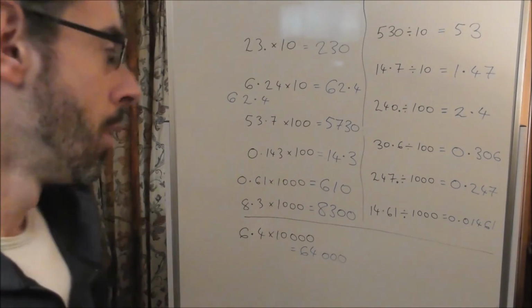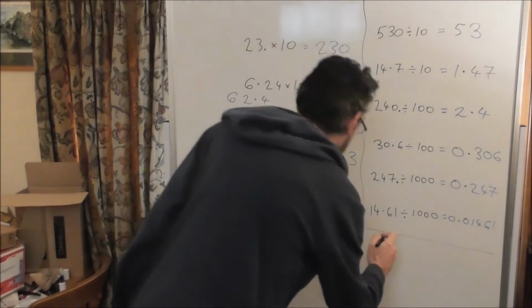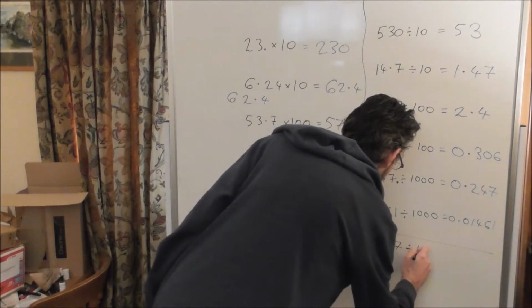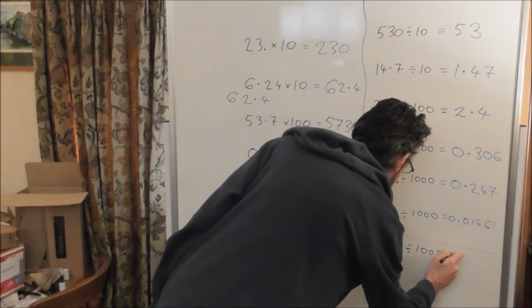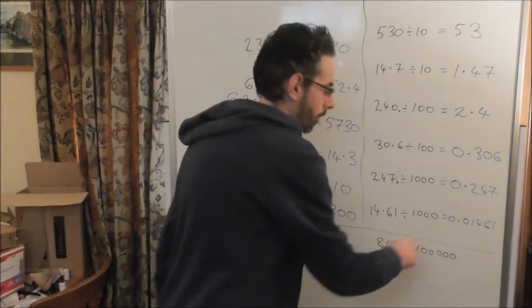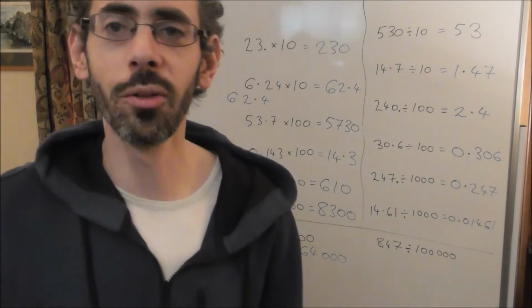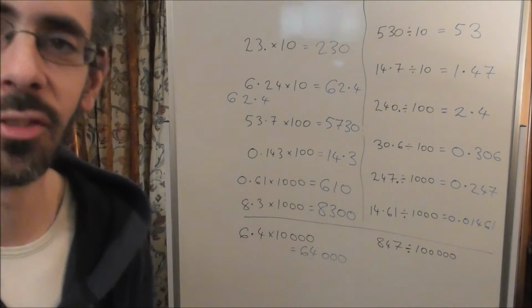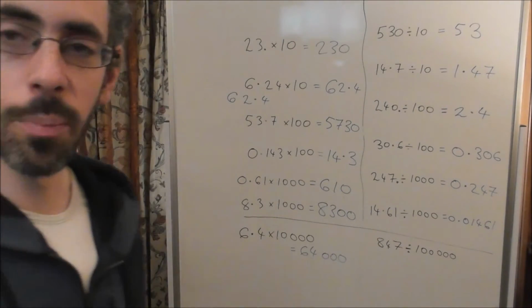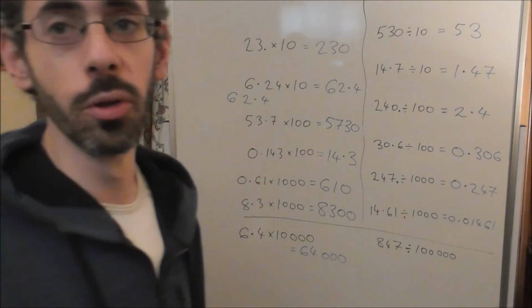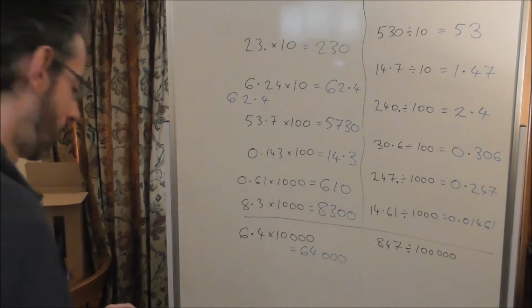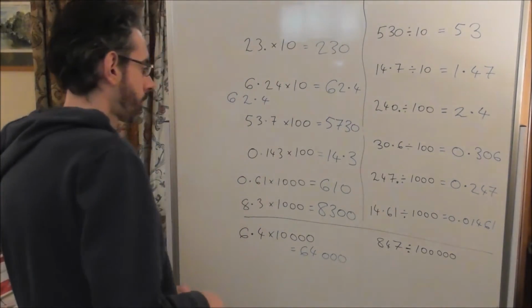And the last one to finish off, 847 divided by 100,000. Now 100,000 has 5 zeros. That just means 100,000 is 10 times 10 times 10 times 10 times 10. So 5 tens all multiplied together. So when you divide by 100,000, all the digits move 5 places to the right. So what's the answer to this one going to be?